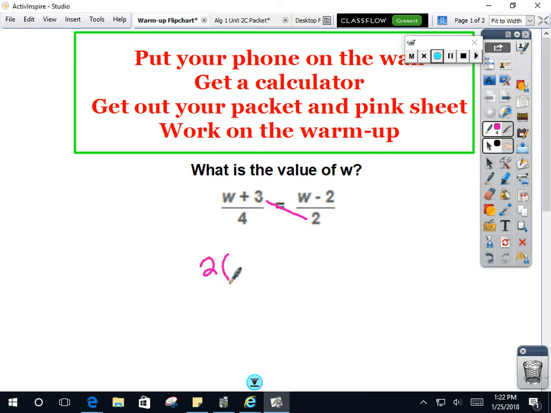2 times (W plus 3). Because if you do not put those parentheses and you just write 2W plus 3, then you're really only multiplying the 2 times the W, correct? You have to show that you're multiplying 2 by everything up there by putting it in parentheses, okay? So now when we multiply 4 times W minus 2, it'll be 4(W minus 2).